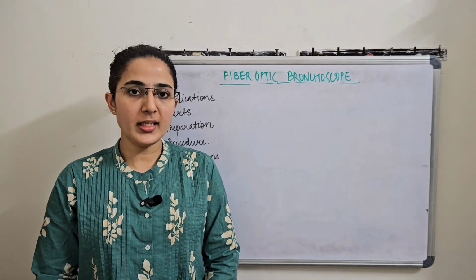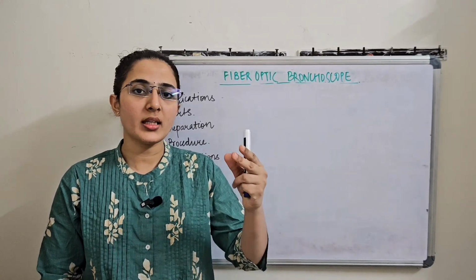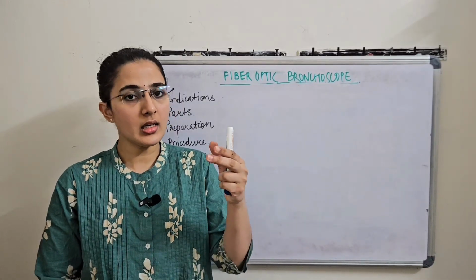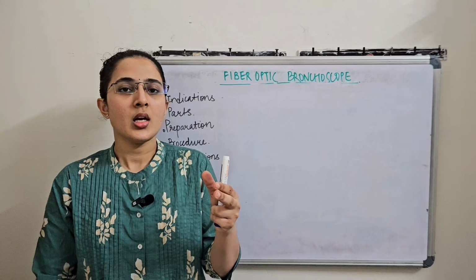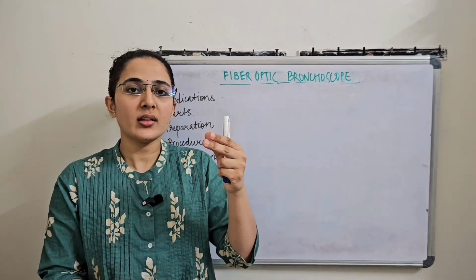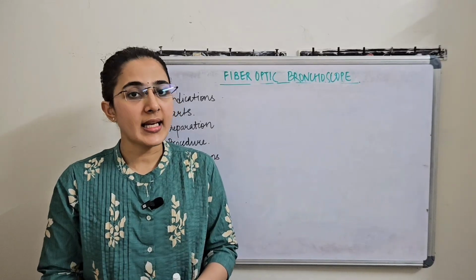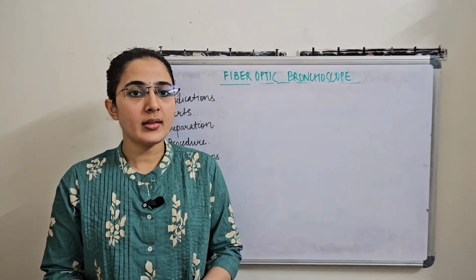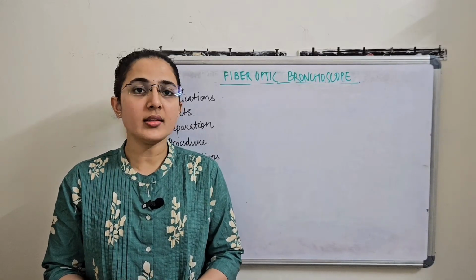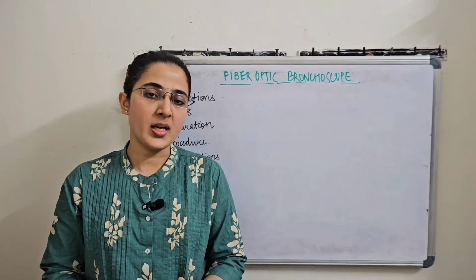The fiberoptic bronchoscope, or the scope, is held with the non-dominant hand. So it is usually held in the left hand of the person. The right hand is used for maneuvering the insertion cord. If you are using nasal intubation, it is better to first select the more patent nostril, that is the wider nostril, for doing the fiberoptic bronchoscopy.